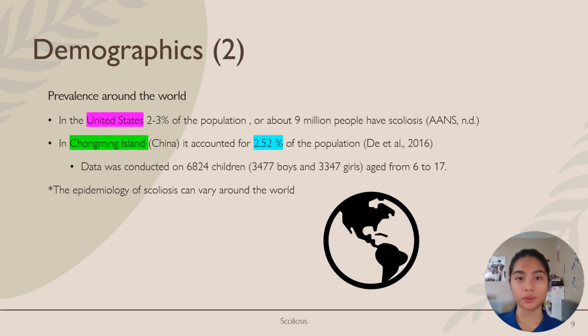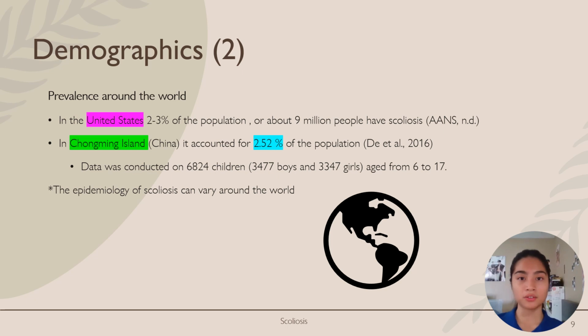The presence of scoliosis around the world. In the United States, 2 to 3%, or about 9 million people, have it. In Chongming Island in China, it accounted for 2.52% of the population. The data accounted for about 6,800 children, where researchers went into schools and checked for the presence of scoliosis in children between age 6 to 17.